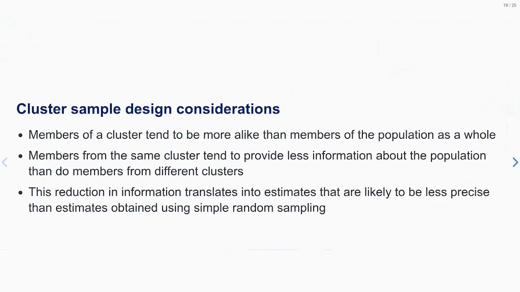Members from the same cluster tend to provide less information about the population as a whole than do members from different clusters. This reduction in information translates into estimates that are likely to be less precise than estimates obtained using simple random sampling.